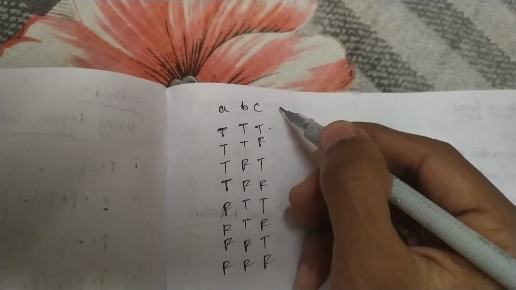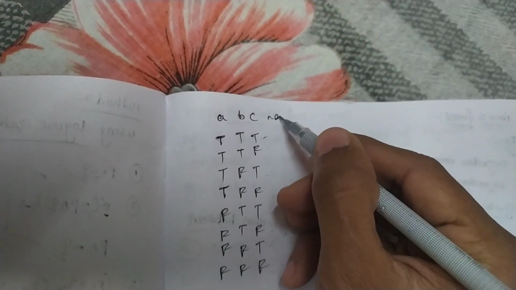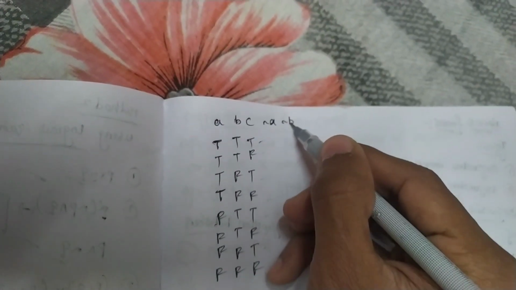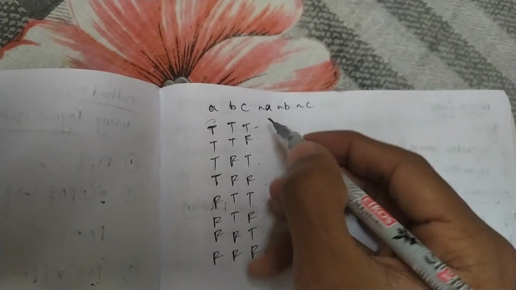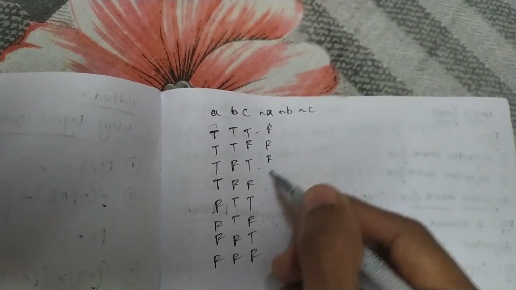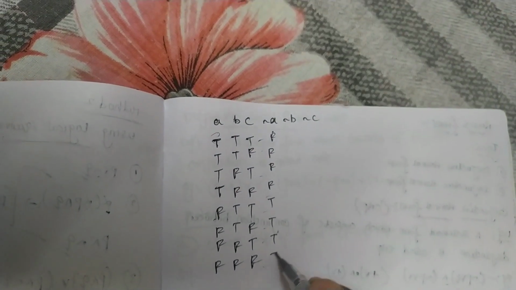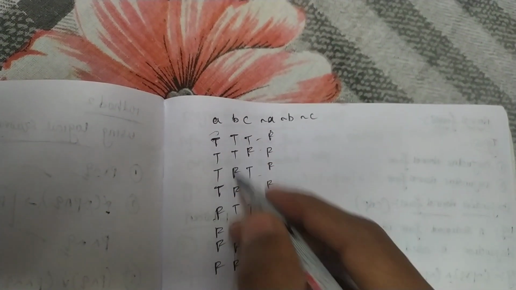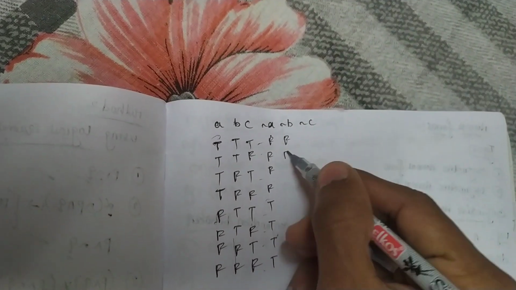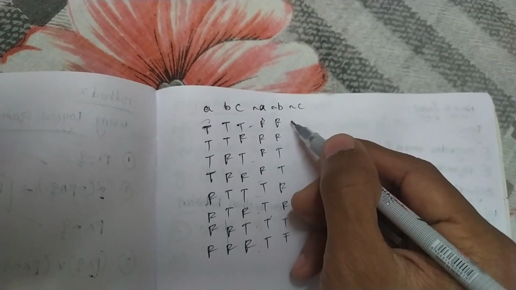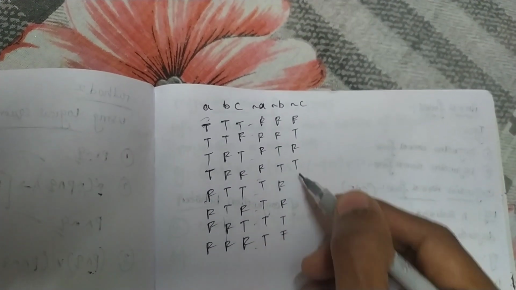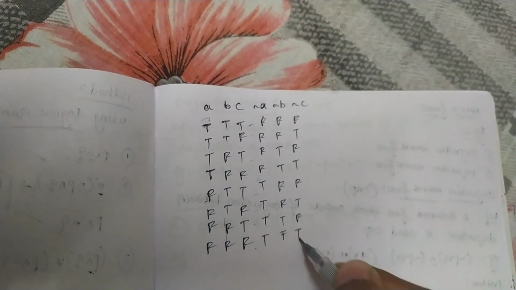Here first of all, you have to find the negation A, negation B, and negation C. Negation A value means opposite to all A value. That means here false, false, false, false, and true, true, true, true. And negation B means opposite to B values. Negation B means false, false, true, true, false, false, true, true. And negation C means opposite values to C, that is false, true, false, true, false, true, false, and true.